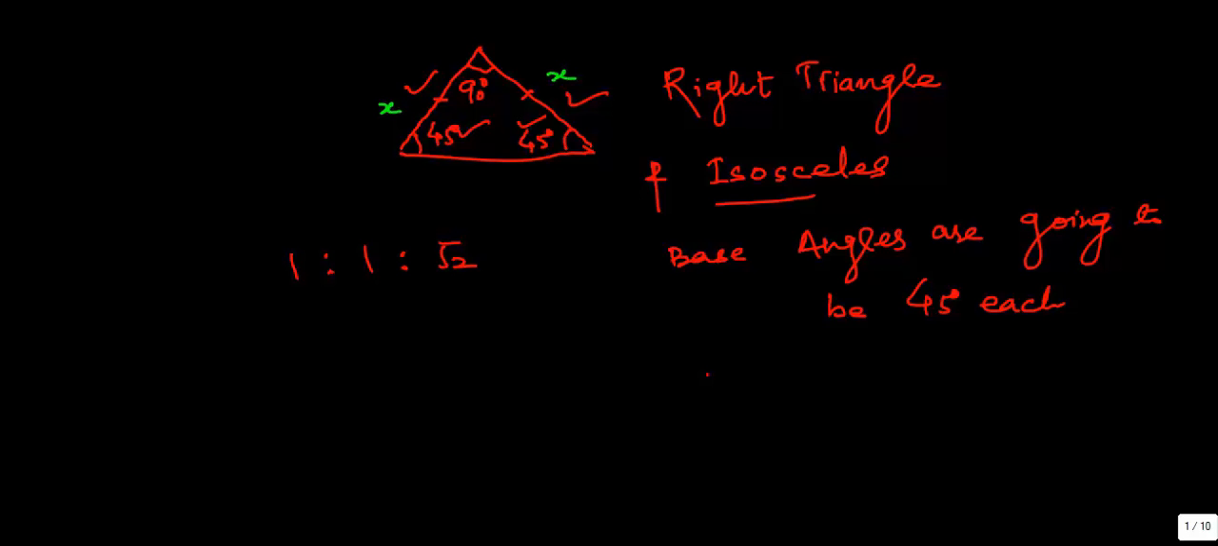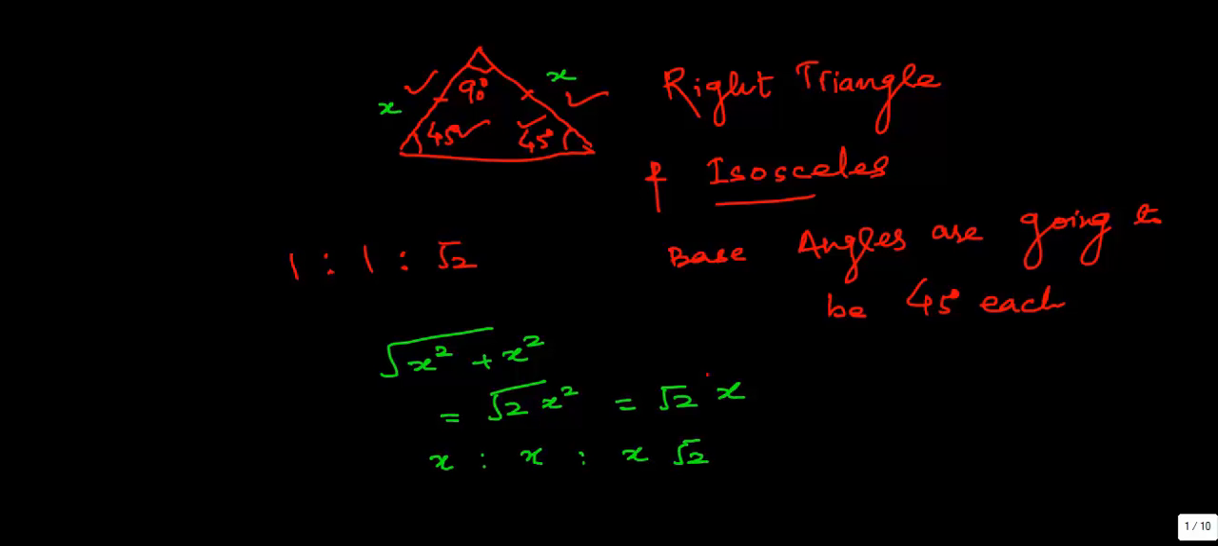What will be this third side? This will be x square plus x square under root, which will be 2x square under root, that is equal to √2 of x. So if you take the ratio x, x, √2 x and divide them by x, it will be 1:1:√2. So whenever you see this ratio, you know that the angles are 45 degrees. Base angles are going to be 45 degrees.